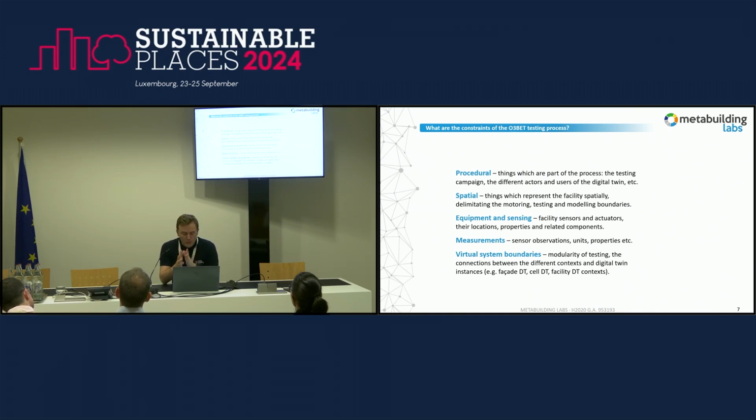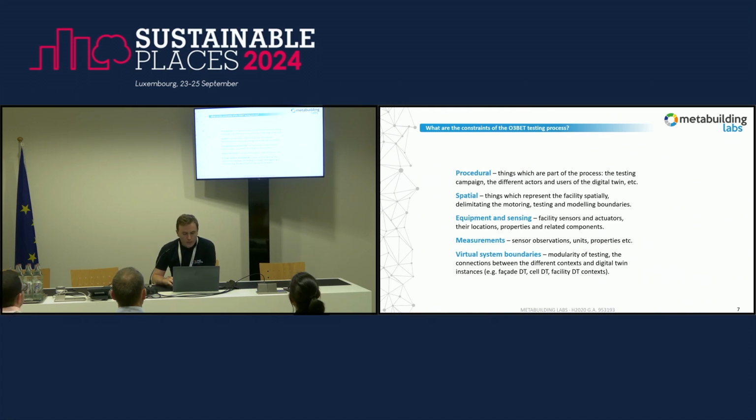So I've already tried to explain what's happening more or less in reality, so we tried to represent this real process using ontologies as much as we could. Also, our aim was not to create a new ontology, because there's plenty of ontologies out there. So what we did is we tried to find them, and we tried to align them to our needs as much as possible. So we split them into procedural, spatial, equipment and sensing, measurements, and virtual system boundaries as some sort of domain, a way to catalog what we're doing here.